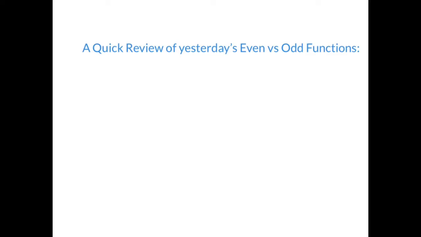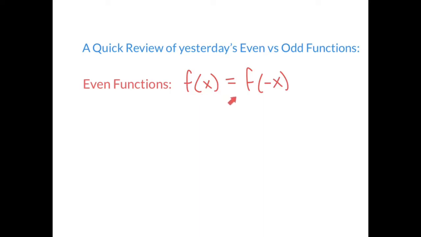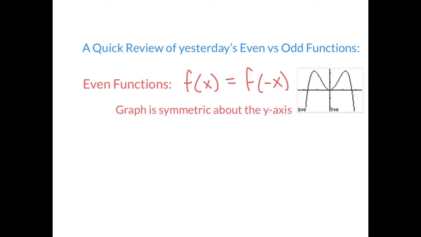Let's start with a quick review of the even versus odd functions. Even functions have an algebraic relationship where if you're calculating f of x, that will equal the same thing as f of negative x, which means that if you plug in the x value into the function, you will get the exact same answer if you plug in the opposite of that x value. Graphically, the graph of even functions are symmetric about the y-axis, which again just means that the y-axis is that line of symmetry.